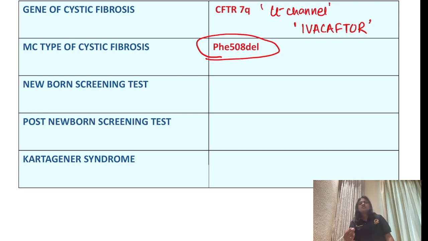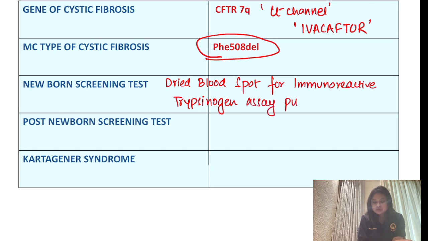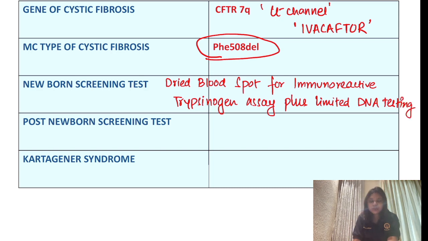So already I told you what the newborn screening test is. It is the dried blood spot for immunoreactive trypsinogen assay plus limited DNA testing. What is the post newborn screening test? We have the sweat chloride test, and the value of the sweat chloride test should be more than 60.